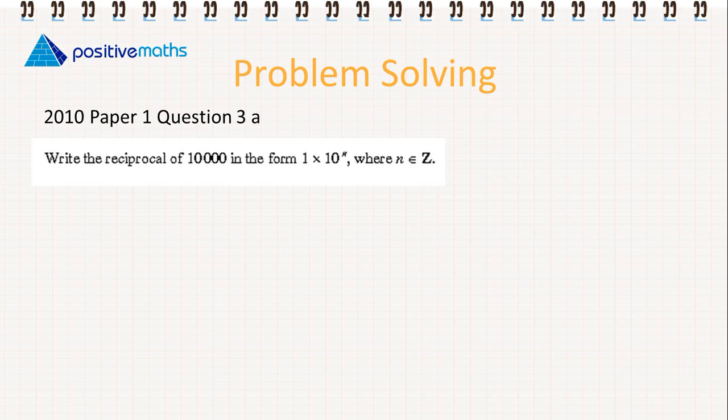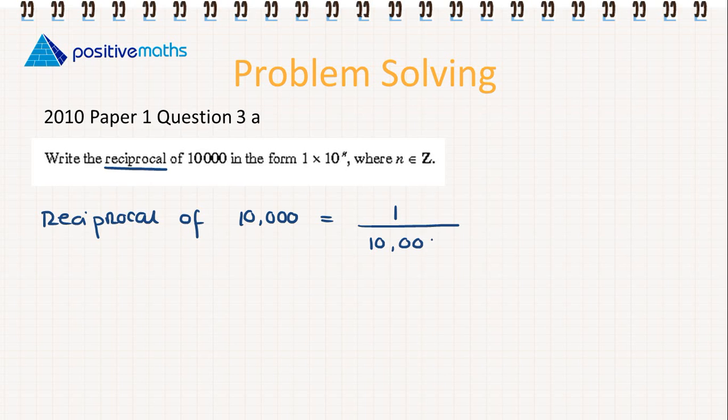The next question is from the 2010 paper 1. It's question 3 part A. So we're asked to write the reciprocal of 10,000 in the form 1 multiplied by 10 to the power of n, where n is an element of Z. So n is an integer. Okay, so the first thing that they ask us for is the reciprocal. The reciprocal of 10,000 is going to be equal to 1 over 10,000.